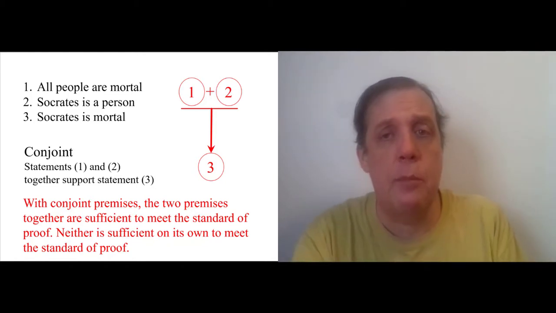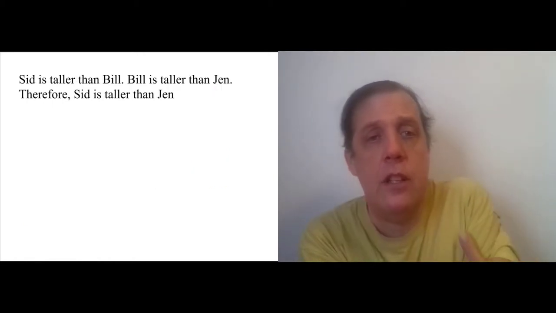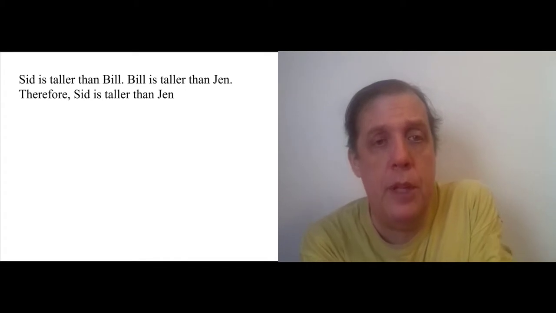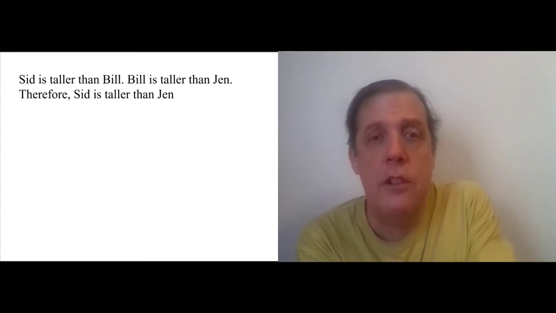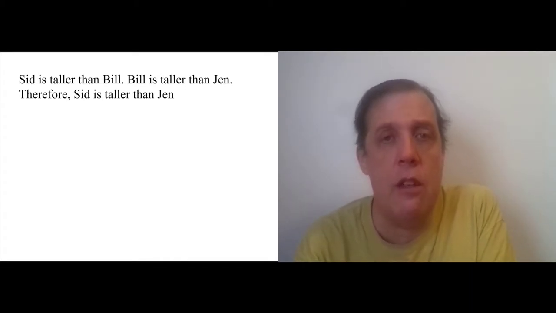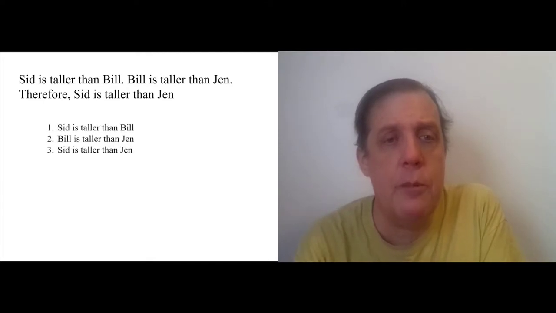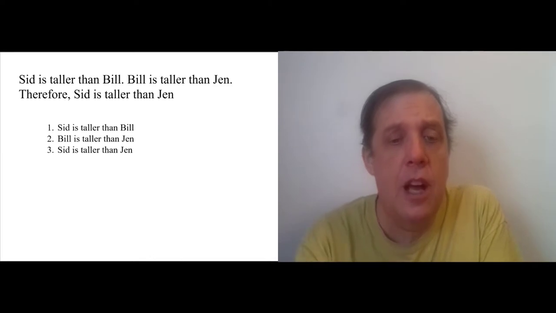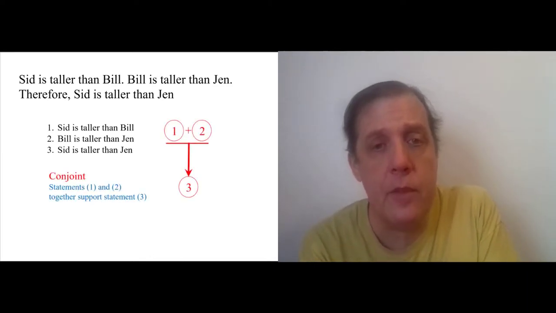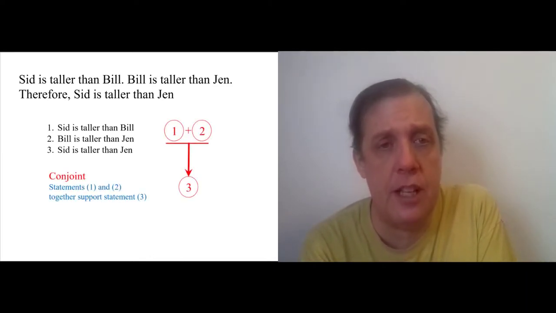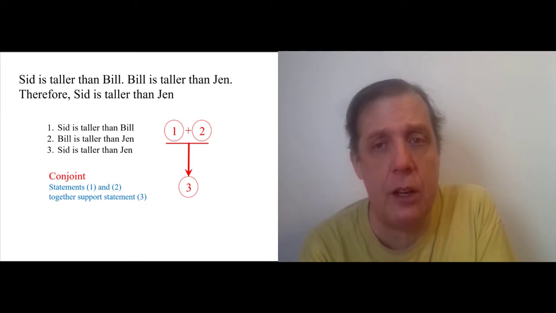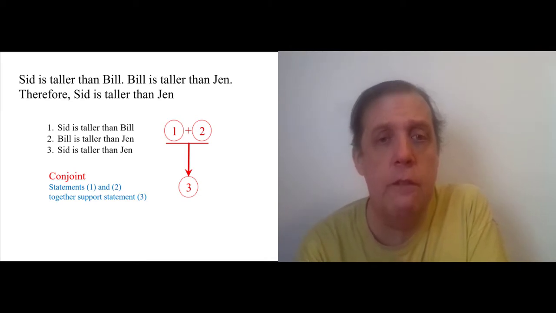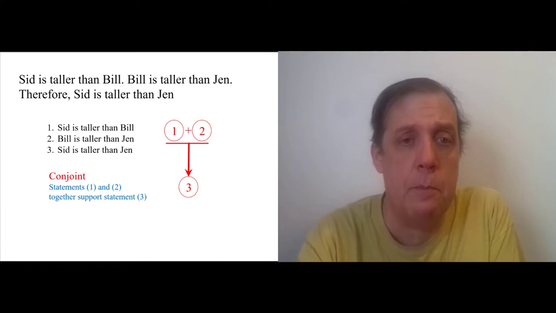Let's try another example like this. Sid is taller than Bill, and Bill is taller than Jen. Therefore, Sid is taller than Jen. We can represent this with three premises, right? Three statements, and they're going to be conjoint. That is, the two initial statements are both necessary to provide evidence for the third statement.